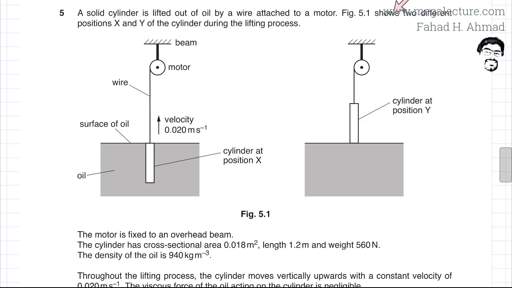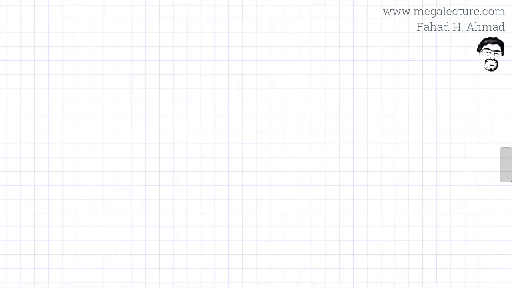The following question reads that a solid cylinder is lifted out of oil by a wire attached to a motor and shows 2 different positions X and Y of the cylinder during the lifting process. So this is a cylinder that was dipped in oil, and remember, oil is going to create an upthrust. There's going to be the weight of the cylinder acting downwards, and this weight is pointing downwards.